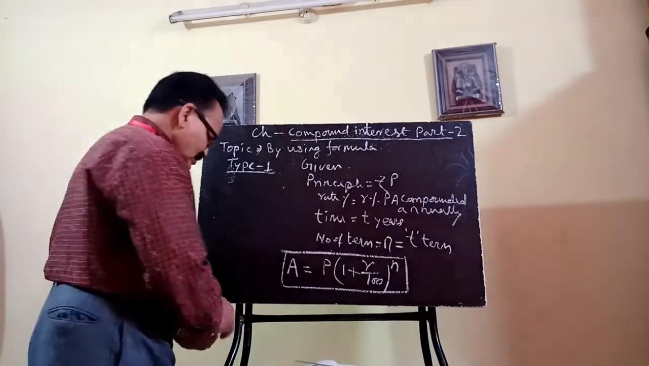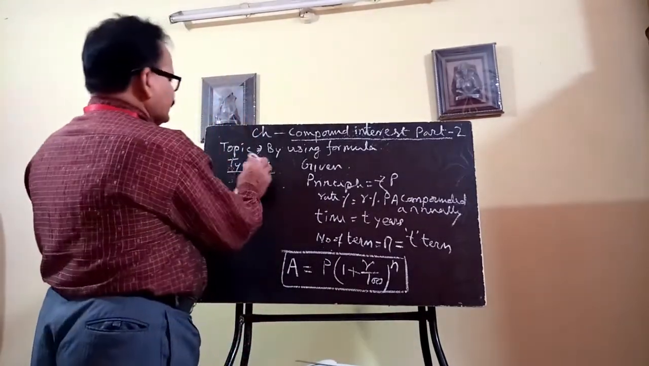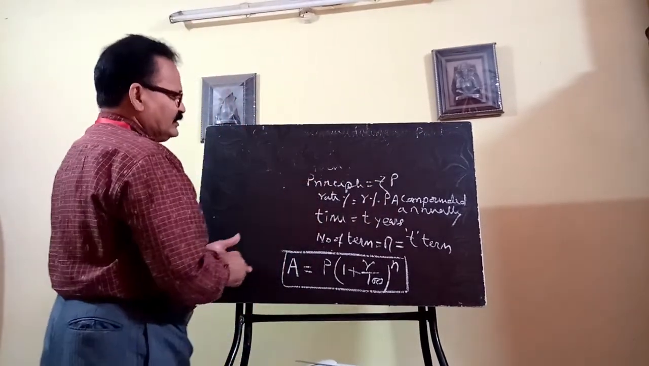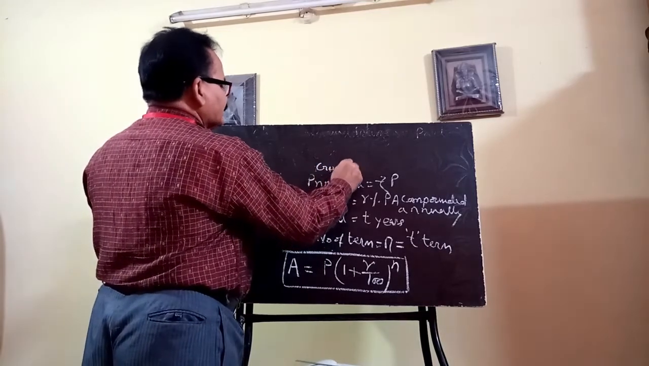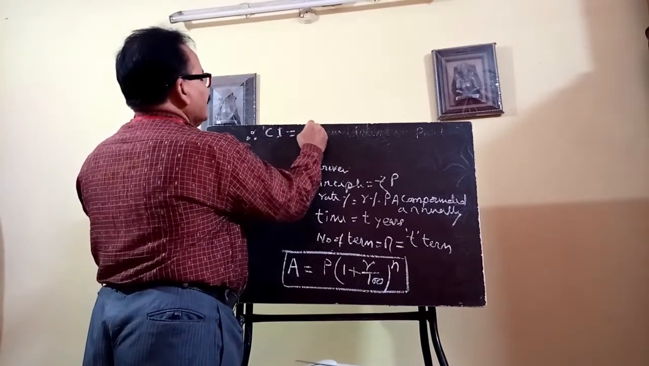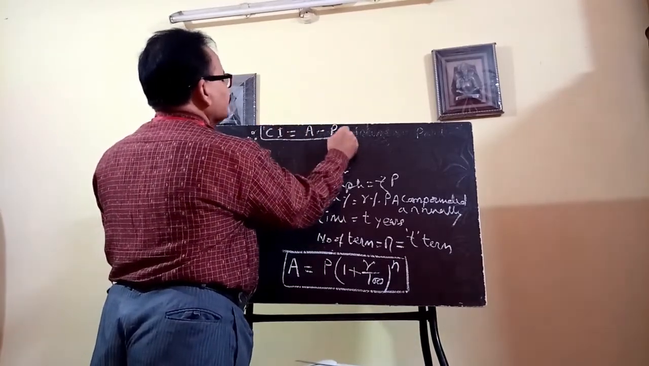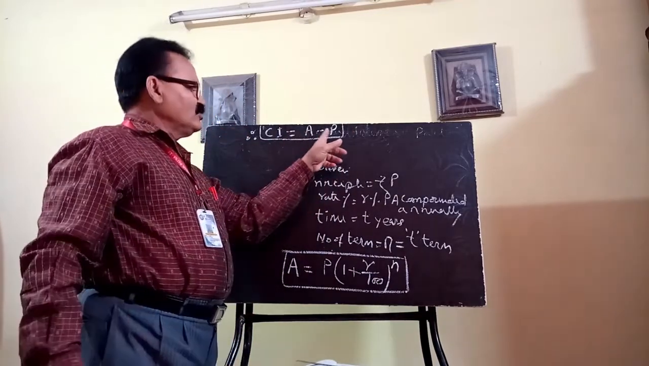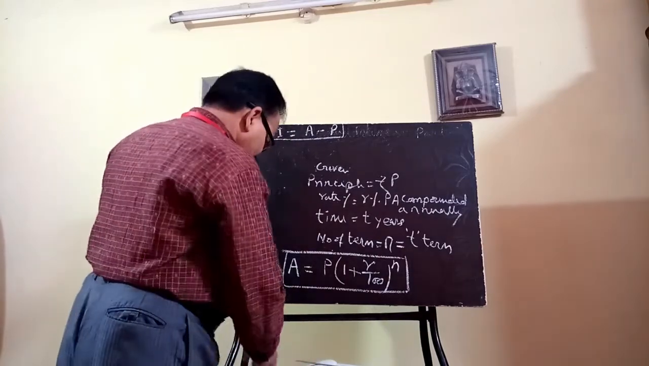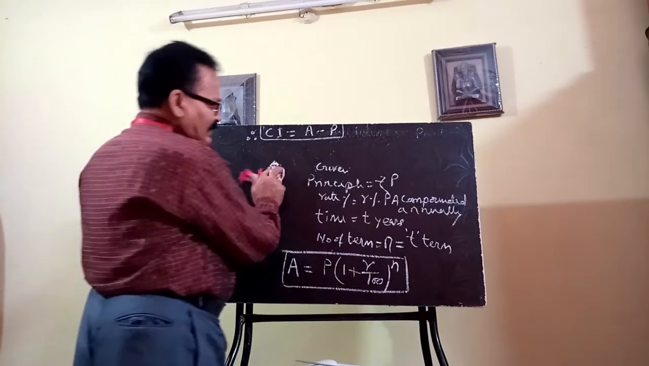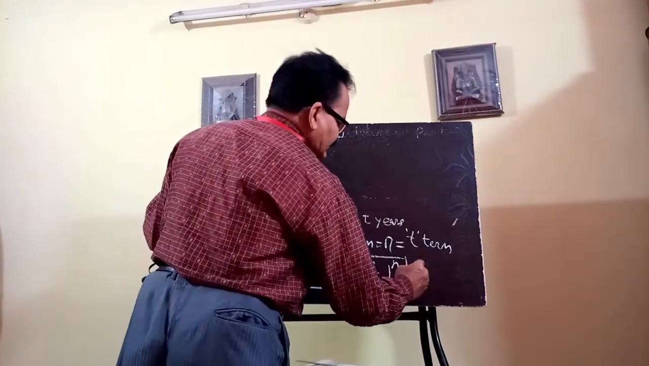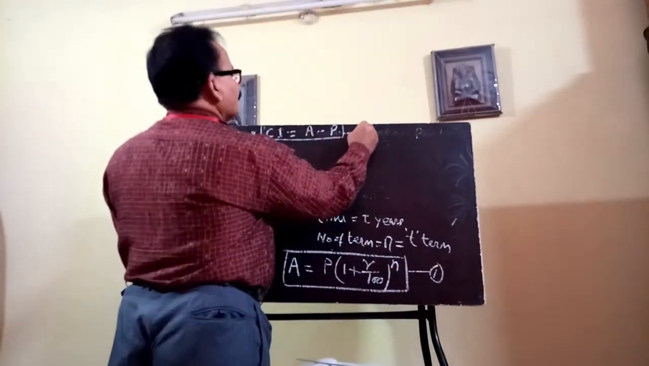Okay. Now to calculate the compound interest in this period, CI can be calculated by the formula A minus P. That means from the amount, you subtract the original principal, you will get the compound interest. So this compound interest can be directly found. This is your formula number 1. This is your formula number 2.